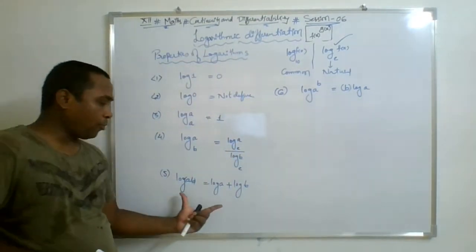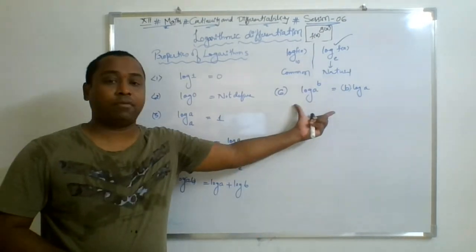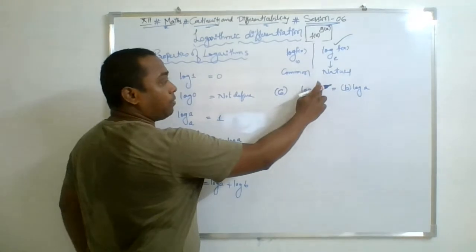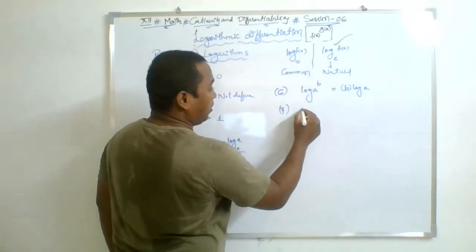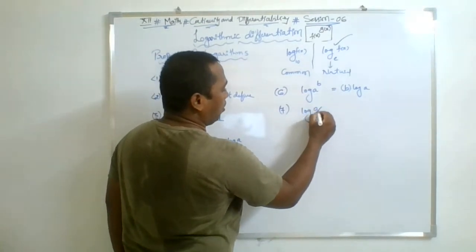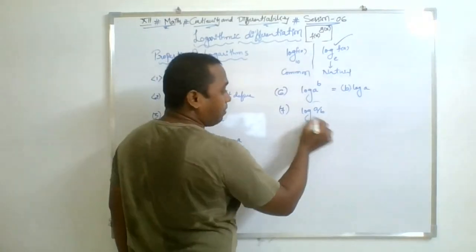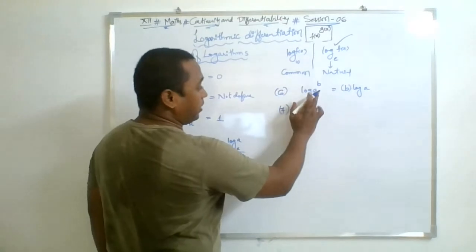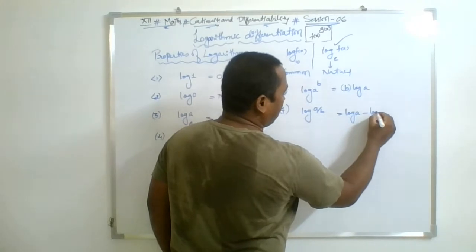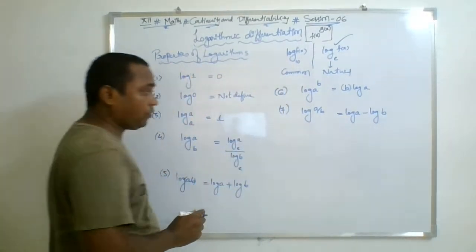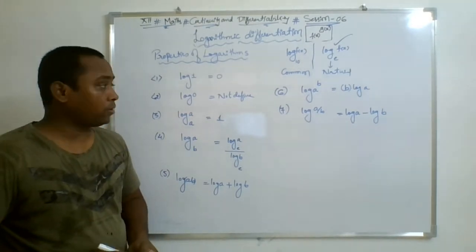It is simply the byproduct of property number 5. So log a to the power b is equal to b times log a. And the last one, log a upon b, where b is not equal to 0, or you can say a by b is greater than 0, it's always positive, and hence it has log a minus log b. So these are the major important properties of the logarithmic function.